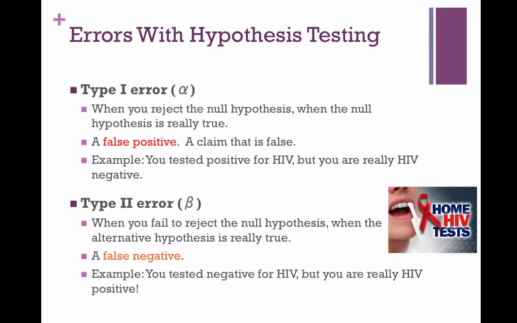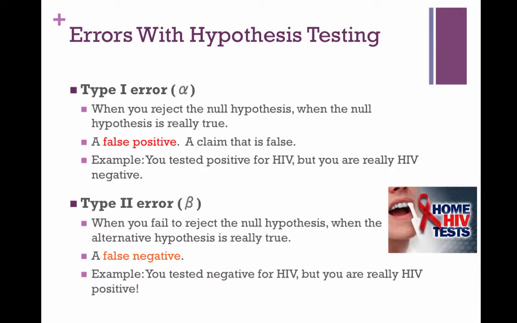Whereas a type 2 error, which is a beta error, is when you fail to reject the null hypothesis when the alternative hypothesis is really true. And this is a false negative. So let's say you buy that same HIV home test kit, and it tests negative. You're like, whew, good to go. Then you go out, party hard again that night, black out, have unprotected sex, but you find out a month later, 2 months later, you really are HIV positive.